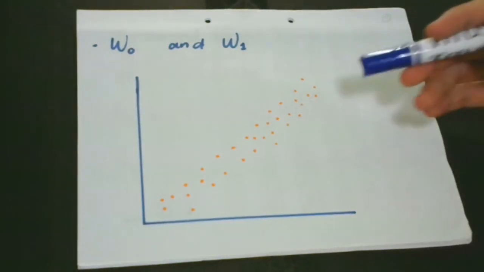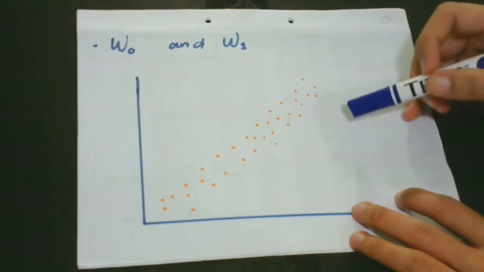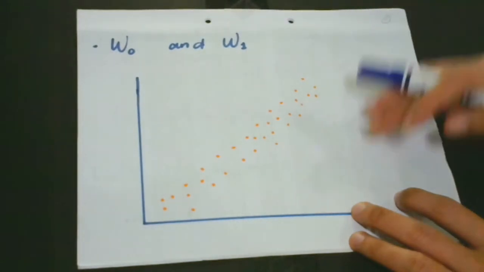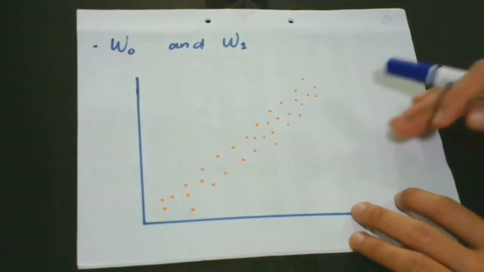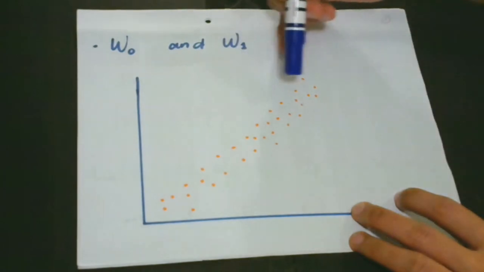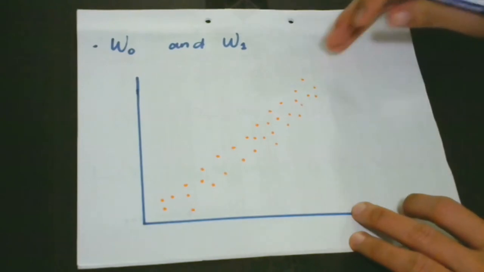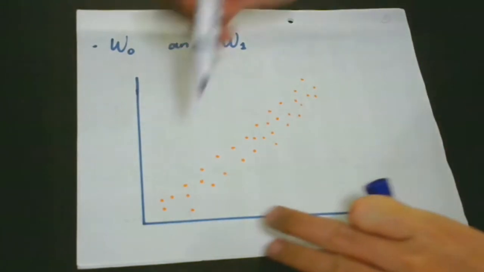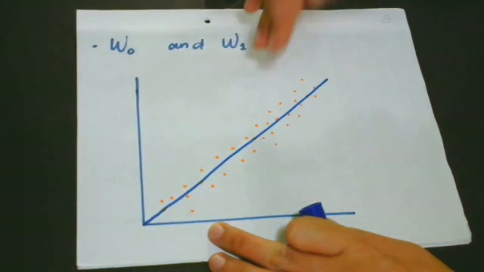If we are going to define what best means, we should say that the values of W0 and W1 can result in a line that passes as close as possible to all of the data points. Let's look at this illustration for a better understanding of what I mean. If we are going to draw a straight line, let me draw. Okay, just think this is a straight line.